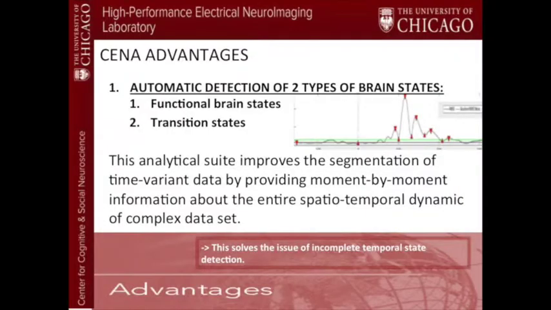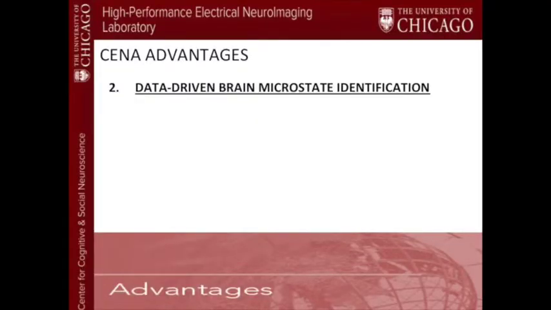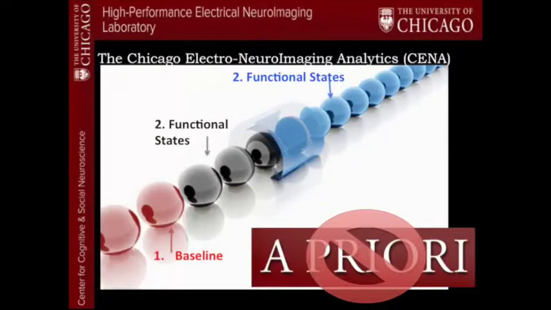This analytical suite improves the segmentation of time-variant data by providing moment-by-moment information about the entire spatial temporal dynamics of a complex data set. This solves the issue of incomplete temporal state detection. A second advantage of SINA is the data-driven brain microstate identification. With SINA, we no longer need to determine a priori the number of clusters one should observe in the results.